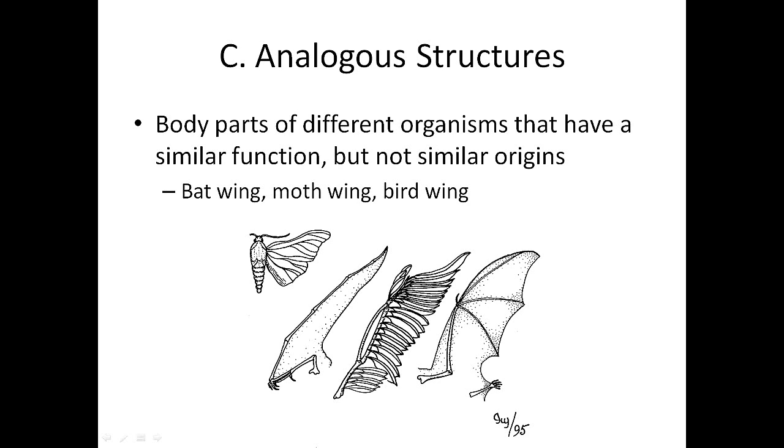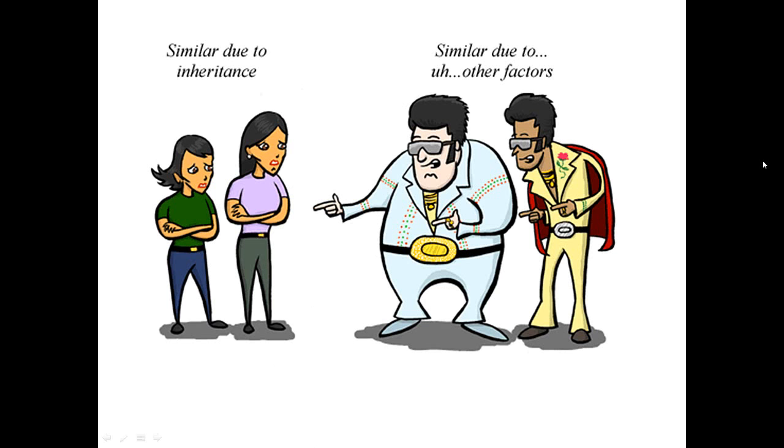So you have a wing in a bat, a moth, and a bird. They're all wings, they're all for flying, but a bat is a mammal, a moth is an insect, and a bird is a bird. So there's no common ancestor that had this wing function that was shared between all of them. Think of it this way.